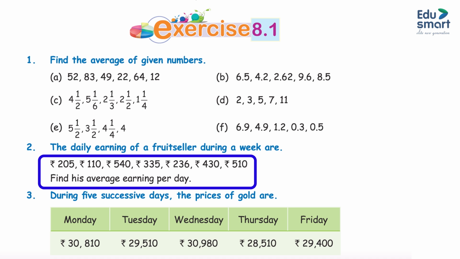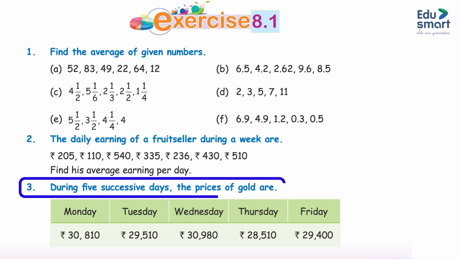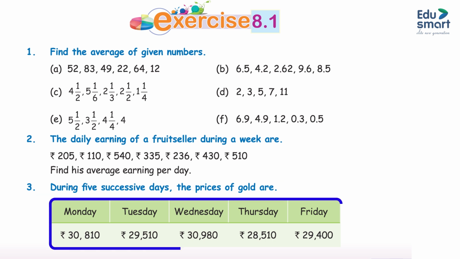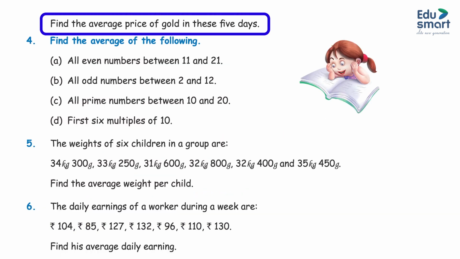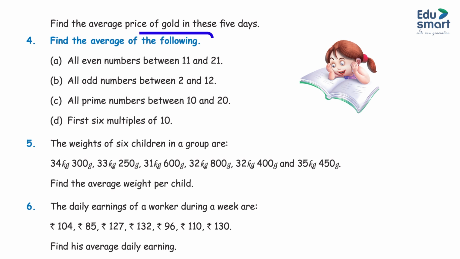Answer 338. Question 3. During 5 successive days, the prices of gold are Monday 30,810, Tuesday 29,510, Wednesday 30,980, Thursday 28,510, Friday 29,400. Find the average price of gold in these 5 days. Answer 29,842 rupees.